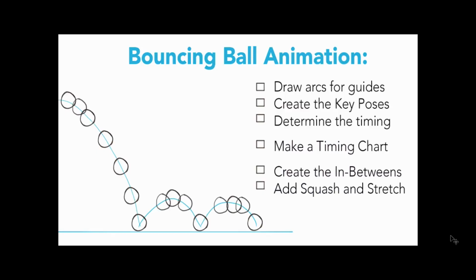For this bouncing ball animation, what we're going to do is work in 3 phases. The first phase is going to be the preparation phase, and that's basically these 3 sections here. We're going to draw arcs for guides, we'll create key poses, and we'll determine our timing. The second phase, we're going to make a timing chart, and then in the third phase, we'll create the in-betweens and then add squash and stretch.